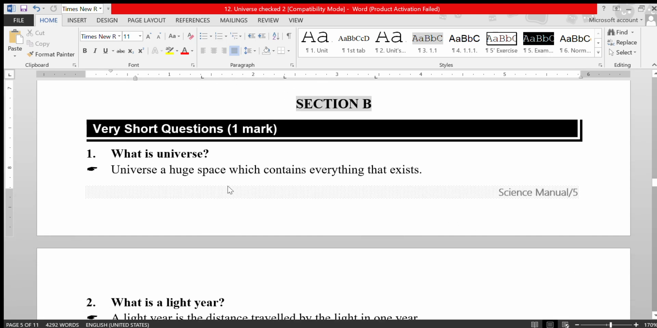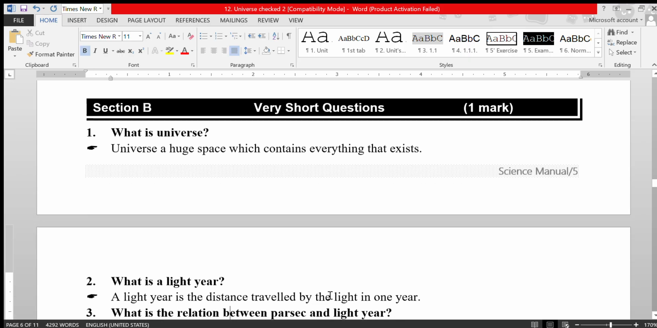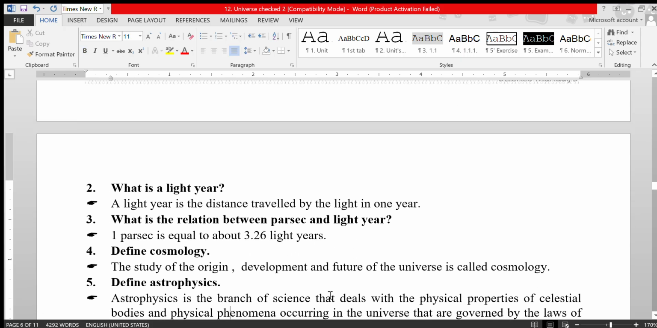Section B, very short questions, carrying 1 mark. What is the universe? The universe contains everything that exists. What is a light year? A light year is the distance traveled by light in 1 year.